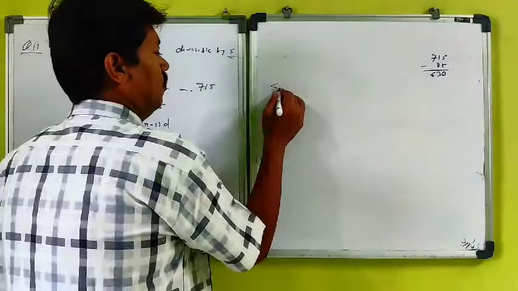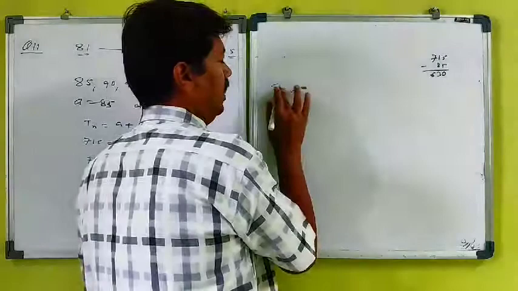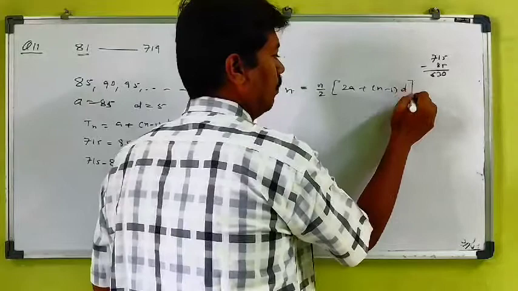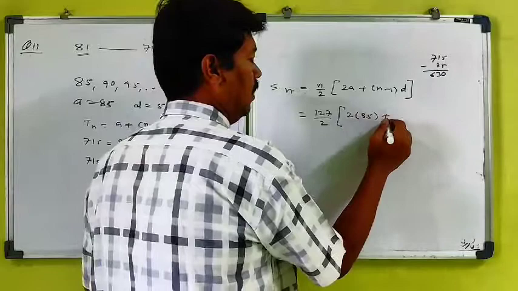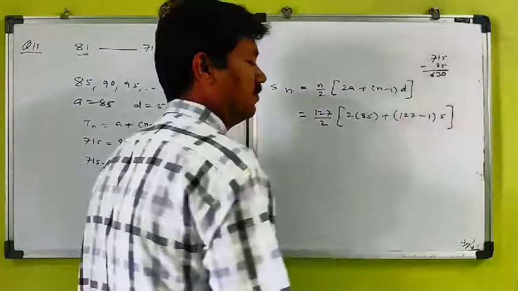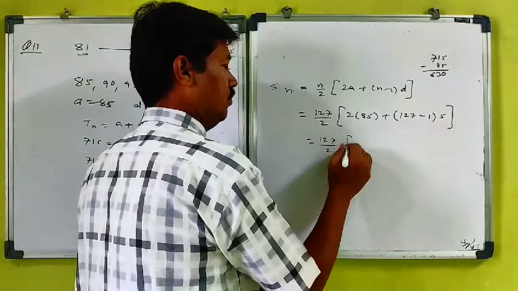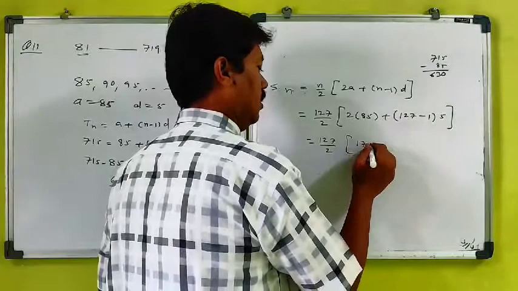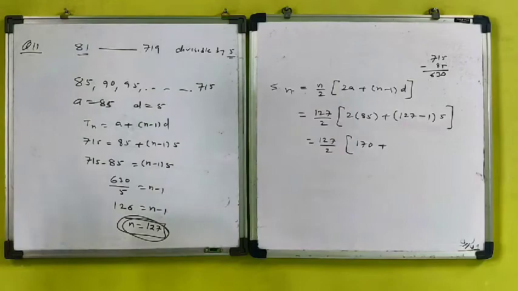And that formula, for Sn we will use, is n by 2 into 2a plus n minus 1 into d. So it is 127 upon 2, 2 into 85 plus 127 minus 1 into 5. So that is nothing but 127 upon 2. 2 into 85, what is that? It is 170 plus 126 into 5, so it is 630.